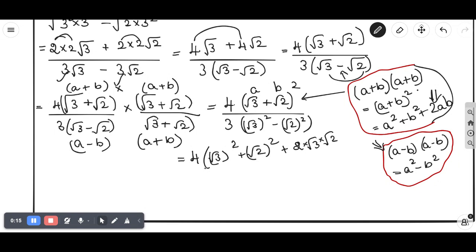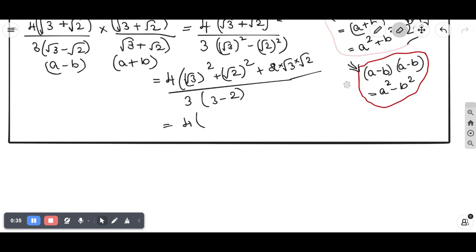Now if you move to the denominator, you have to write root 3 the whole square minus root 2 the whole square. So root 3 the whole square is nothing but what? 3, and root 2 squared means 2. Okay. Now the next step will be 4 times of, let's move a little bit up. Next step you have to write 4 times of root 3 the whole square is 3 and root 2 the whole square is 2, plus this. You can multiply these two inside the square roots. So that will be 2 times root 6.